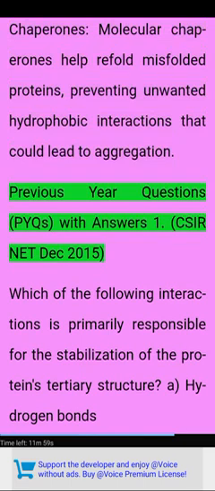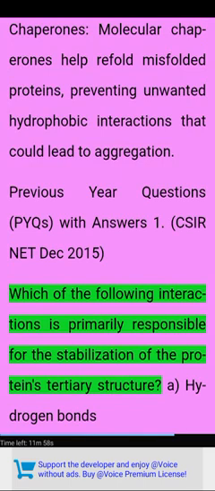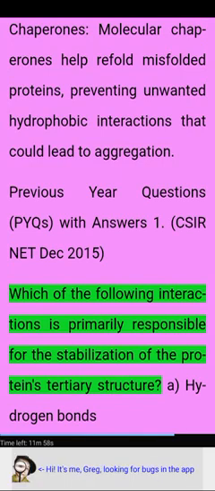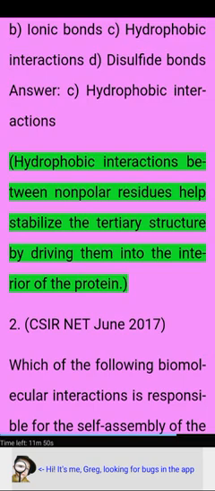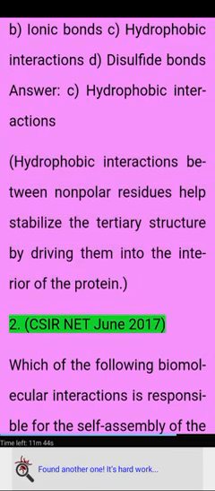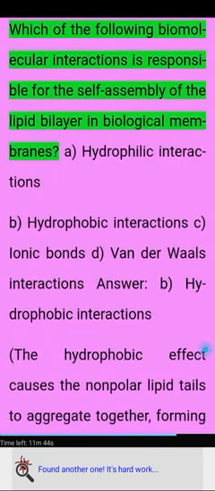1. CSIR NET December 2015. Which of the following interactions is primarily responsible for the stabilization of the protein's tertiary structure? A. Hydrogen bonds. B. Ionic bonds. C. Hydrophobic interactions. D. Disulfide bonds. Answer: C. Hydrophobic interactions. Hydrophobic interactions between nonpolar residues help stabilize the tertiary structure by driving them into the interior of the protein.